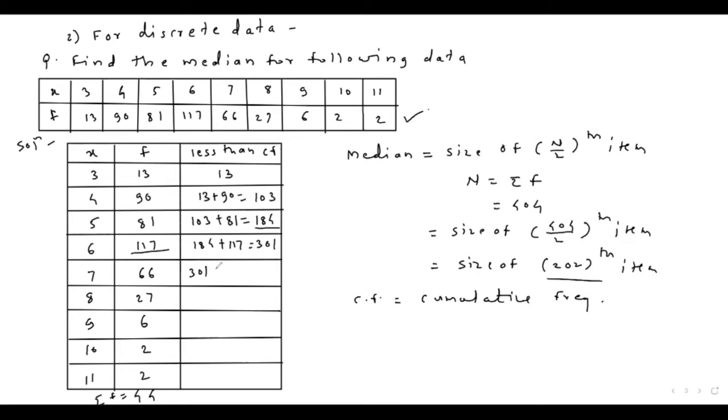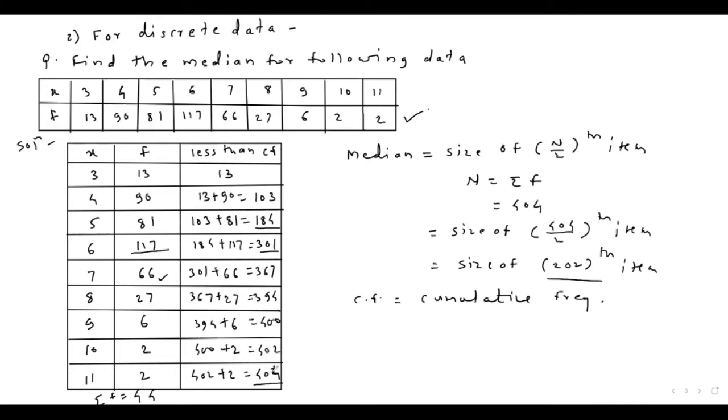Suppose the next value is 301 plus the next frequency, 66. It is 367. The next value is 367 plus 27, which is equal to 394. Then 394 plus the next frequency, 6, so we have 400. 400 plus the next frequency, 2, is 402. And the last value is 402 plus 2, which is 404. And this is again the summation of frequency, which is 404.